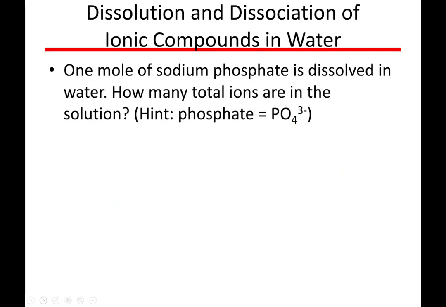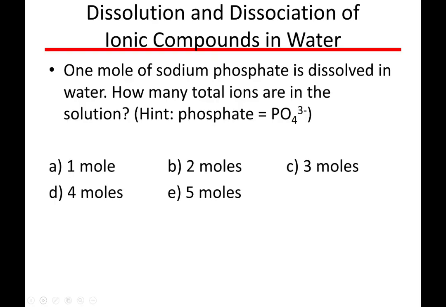We'll take a look at a second example here. We're told 1 mole of sodium phosphate is dissolved in water. We need to determine how many total ions will be in the resulting solution, and you're given what the formula for the phosphate ion is to help you determine what the formula of the compound is and to help you answer this question. Do you make 1, 2, 3, 4, or 5 moles of ions? Write out the dissociation reaction, figure it out, and on the other side of the quiz question, we'll go over the answer together.